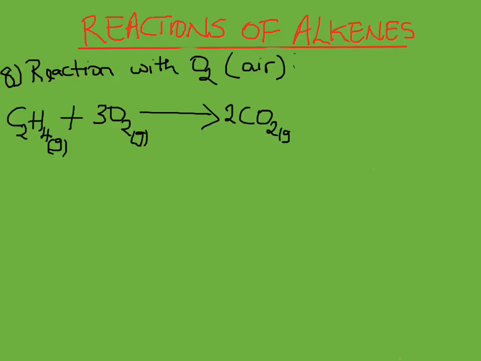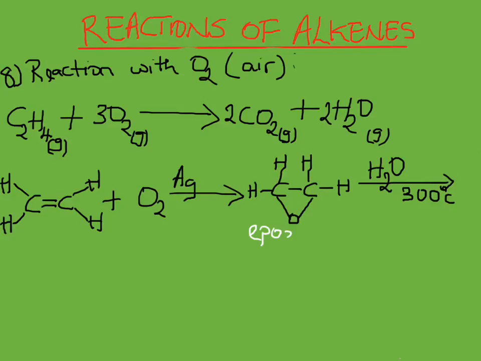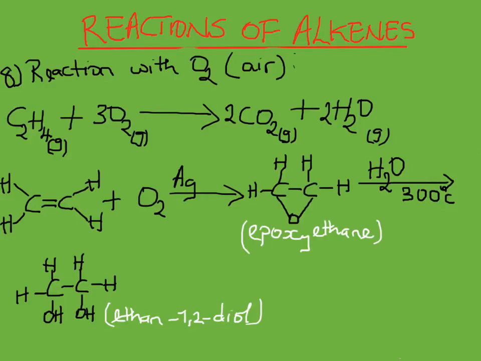The next reaction we're going to look at is reaction with oxygen or air. Alkenes burn in air with a luminous smoky flame to produce carbon dioxide and water. In the presence of silver catalyst, ethene reacts with oxygen to form epoxyethane, which can be hydrolyzed to give ethane-1,2-diol. Like you can see there, in the presence of silver catalyst, ethene reacts with oxygen to form epoxyethane, which can be hydrolyzed to give ethane-1,2-diol.